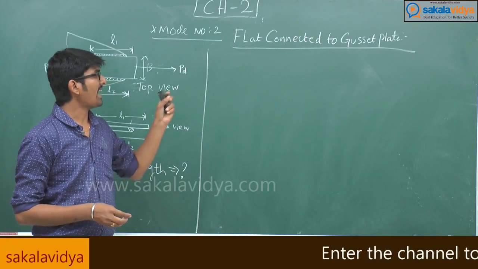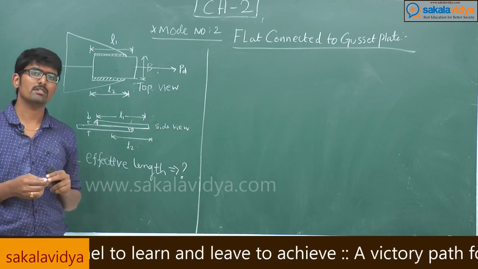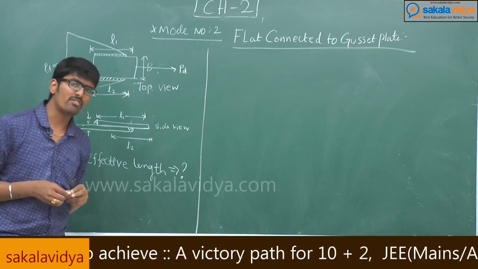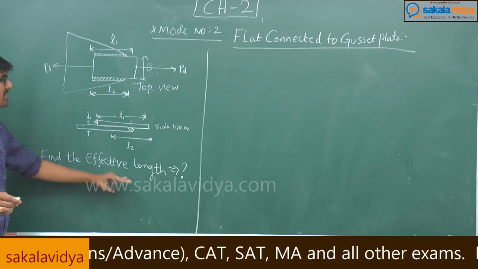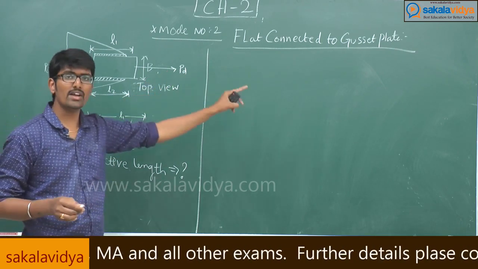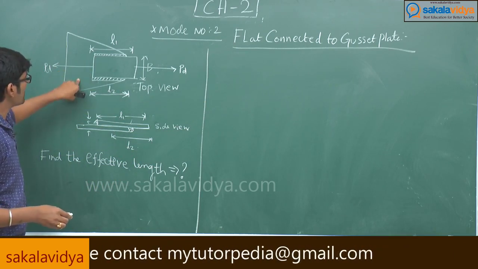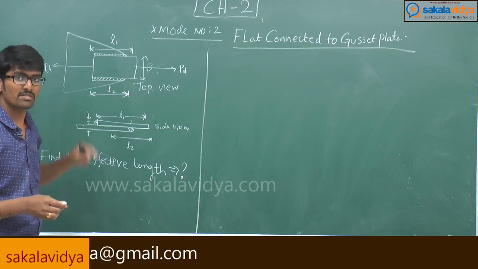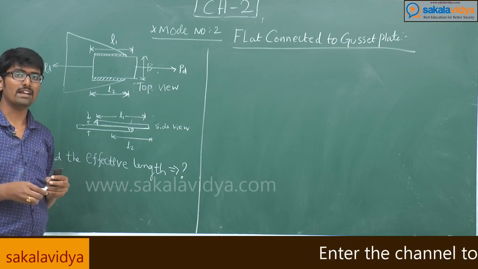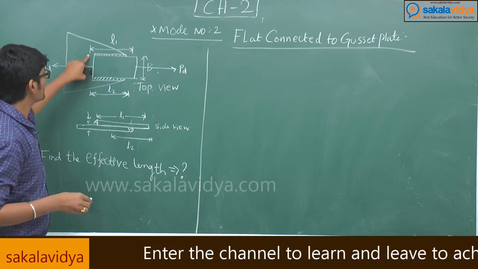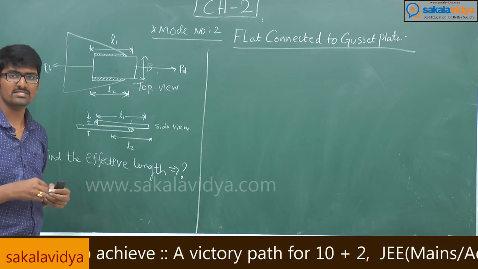Number 2. When a flat plate is connected to a gusset plate. This problem is different from our previous problem. In that model, we found the design strength, but in this case, we need to find the effective length when a flat plate is connected to a gusset plate. This is a flat plate which is connected to a gusset plate. We know the design strength, but we don't know the effective length, that is, at what length we need to weld the flat to the plate. But we have the width of the plate and the thickness of the plate. So let us see the steps involved in solving this problem.